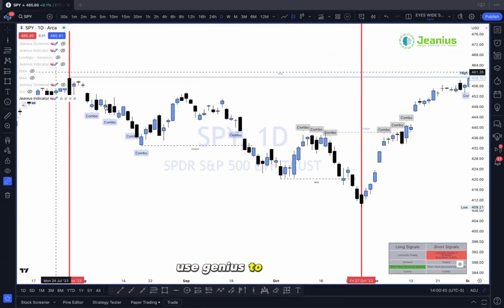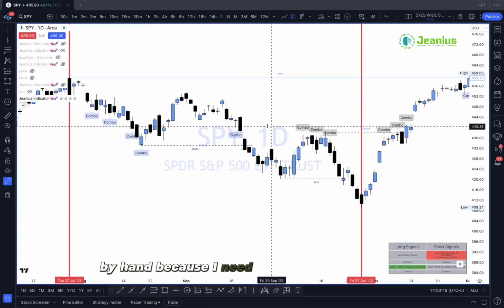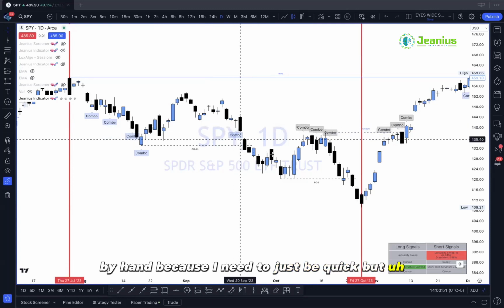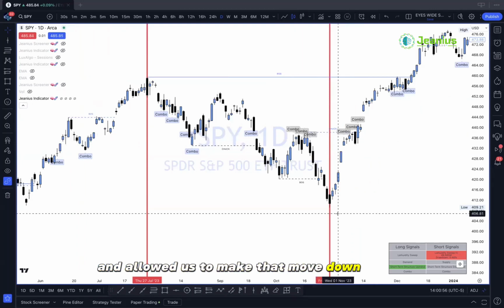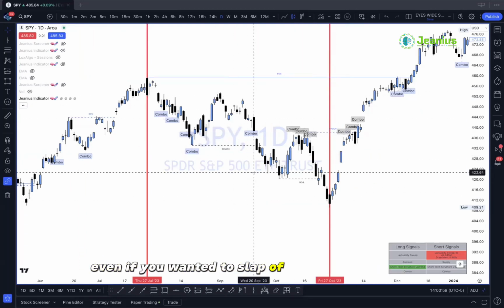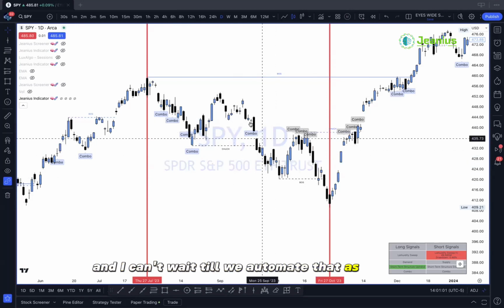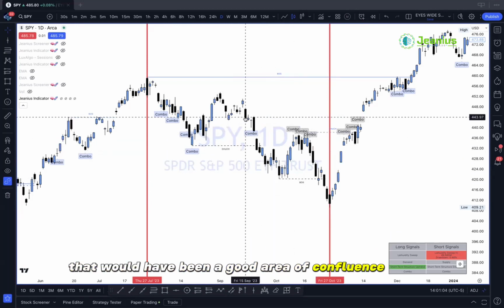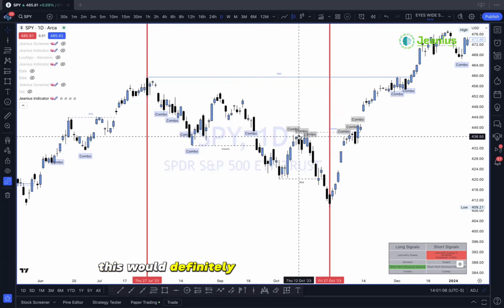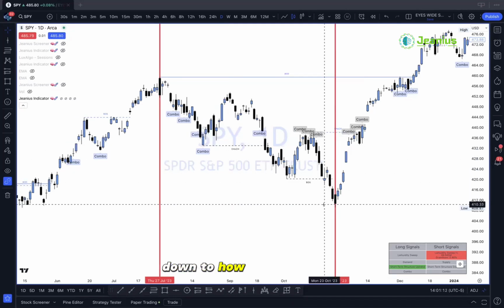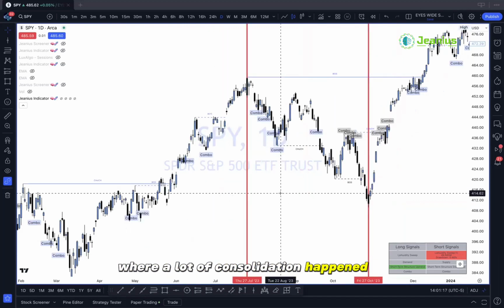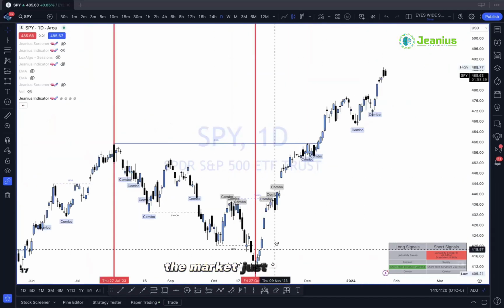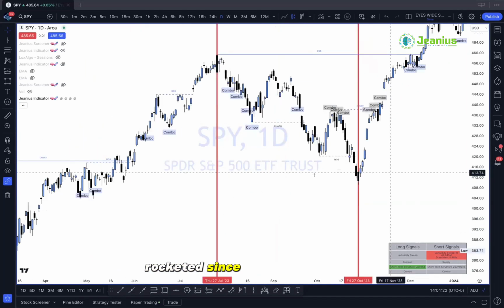And mind you, I could use an indicator to draw this, but I'm just doing it by hand because I need to be quick. But it touched it after it changed the character, it touched into that gap and allowed us to make that move down. And even if you wanted to slap a Fibonacci on here, and I can't wait till we automate that as well, that would have been a good area of confluence, because if I'm looking correctly, this would definitely be close to that 50% line, just eyeing it myself, and it'll give you those extensions down to how far it could go, which it went back to this area of demand right here where a lot of consolidation happened, and it just shot up from there. The market just absolutely rocketed since October last year.